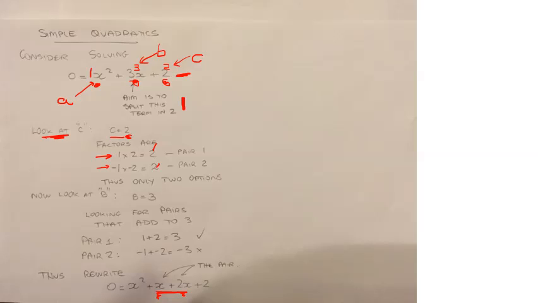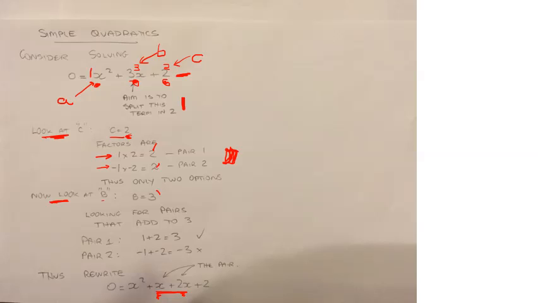3 and 1 is 3. Okay, so there's really no other pair of numbers. The only factors of 2 are 1 and 2. So, having written down the options, a list here of the 2 pairs of factors that could work, we now turn our attention to B.